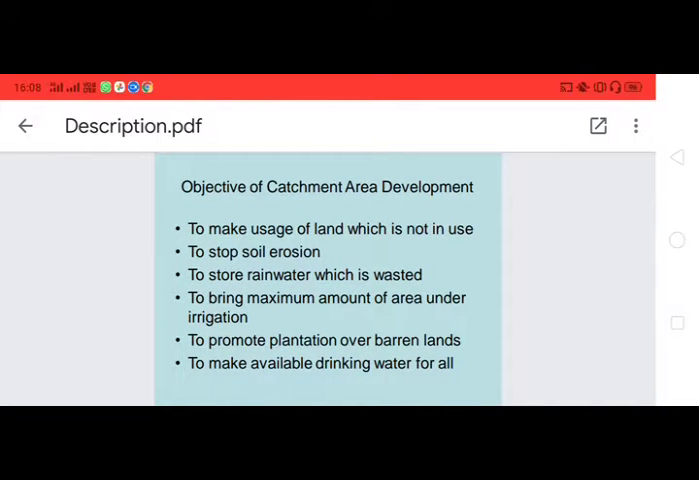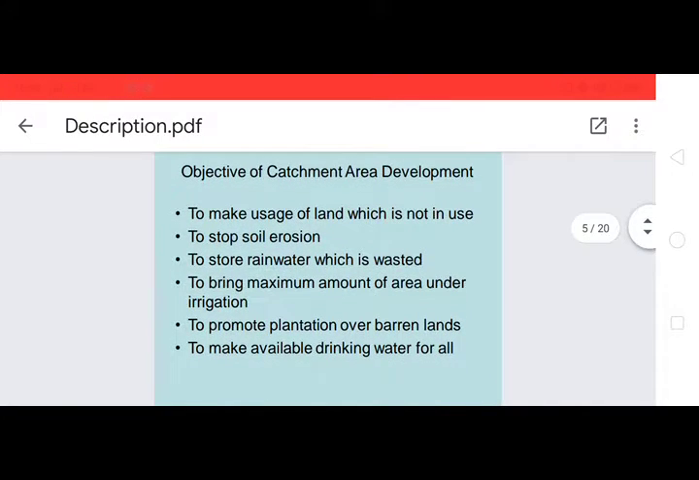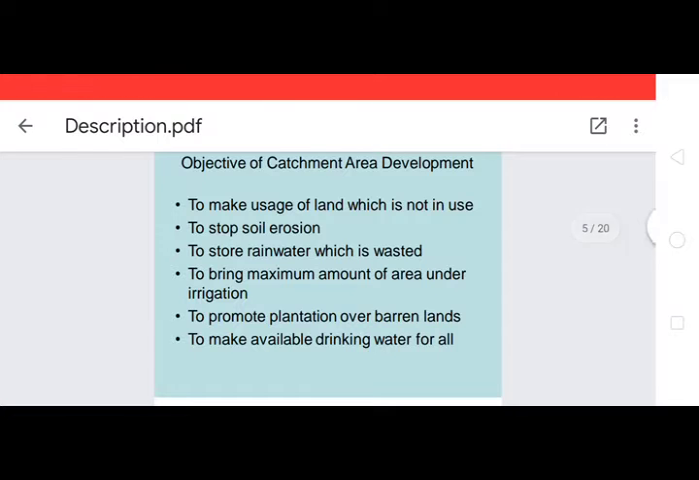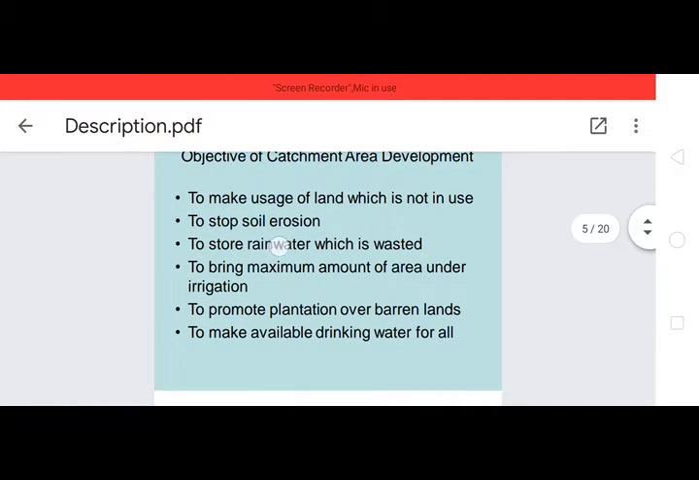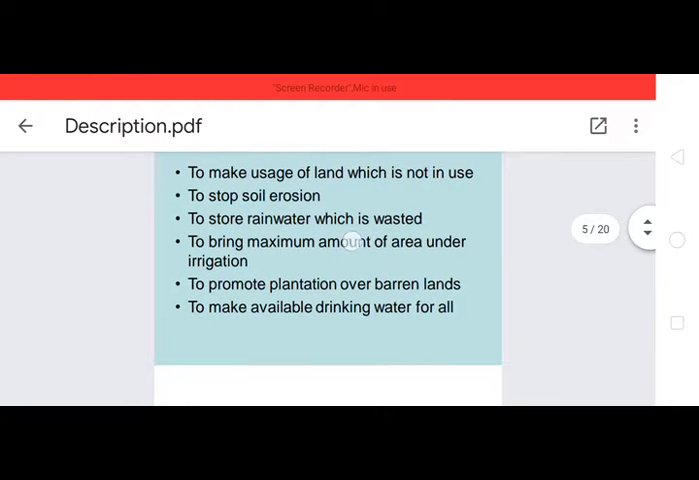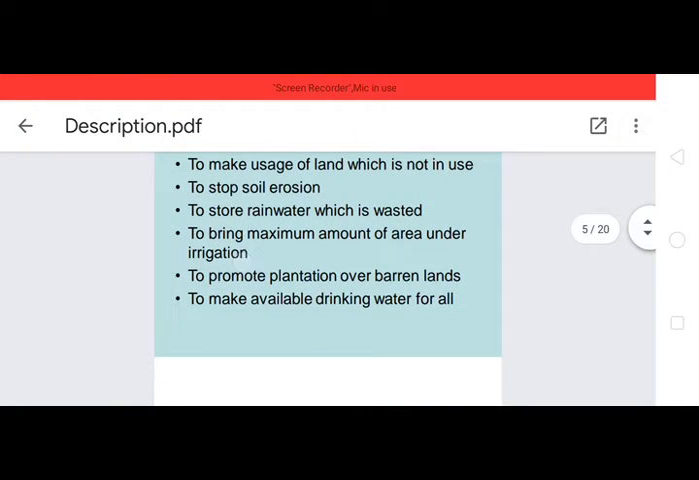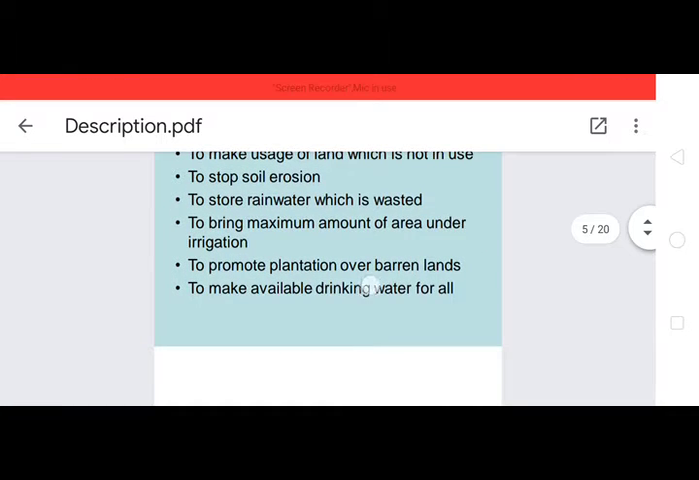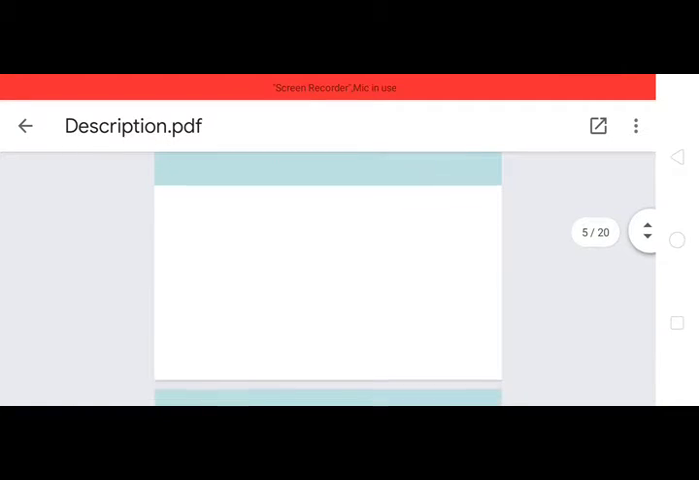The objectives of catchment area development are, as you can see: to make use of land which is not in use, to stop soil erosion, to store rainwater which is wasted, to bring the maximum amount of area under irrigation, to promote plantation over barren lands, and to make drinking water available for all.